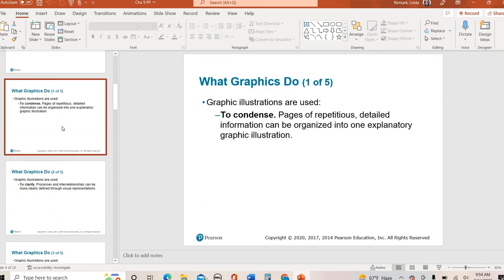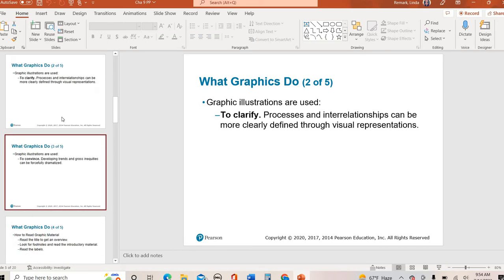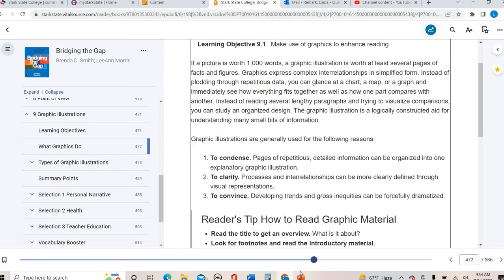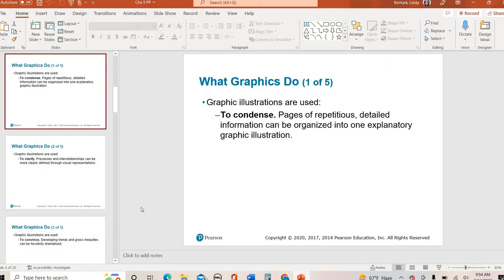All right. What graphics do, what they're used for in your text and skill sheet. This is your first part. So your Chapter 9 text and skill sheet will basically cover these three things right here in your actual textbook right away. So graphics tend to help you condense. If you have a lot of information, a lot of detail, a graphic might help boil it down, put it into one particular diagram or chart. It's going to take pages of details and condense it to just the main points.